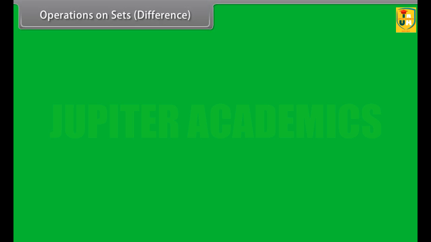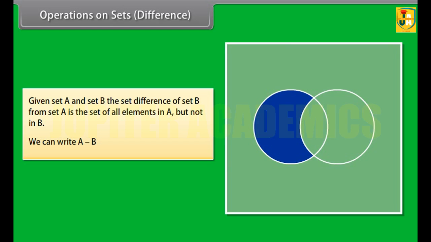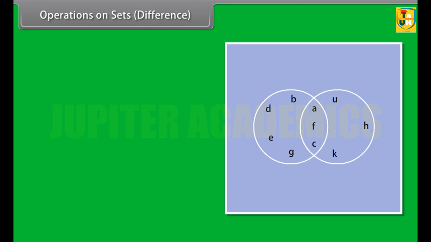Operations on sets: difference. Given set A and set B, the set difference of set B from set A is the set of all elements in A but not in B. We can write A minus B. Look at this Venn diagram. This shows us the difference of the two sets S1 and S2.